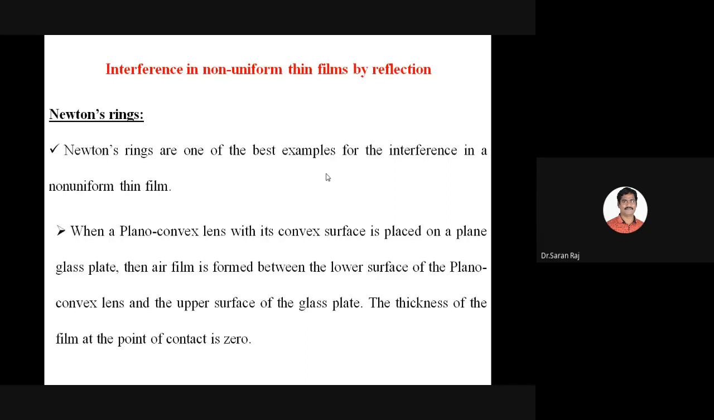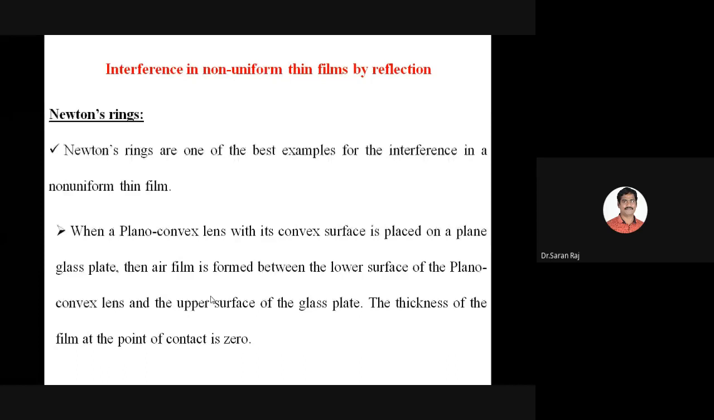So what is the definition of Newton's rings? A plano convex lens with its convex surface is placed on a plane glass plate. Then an air film is formed between the lower surface of the plano convex lens and the upper surface of the glass plate. The thickness of the film at the point of contact is zero.